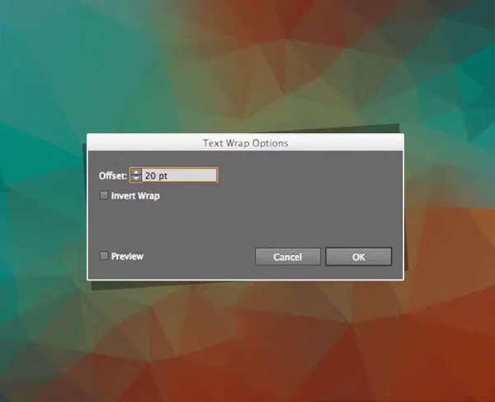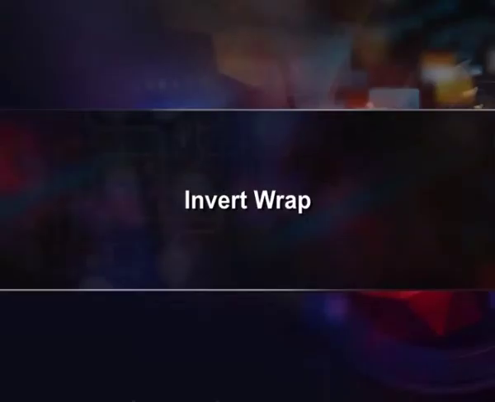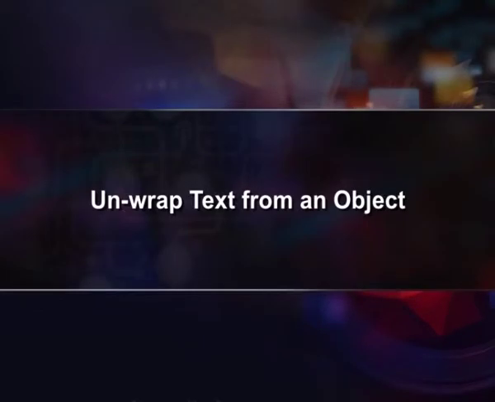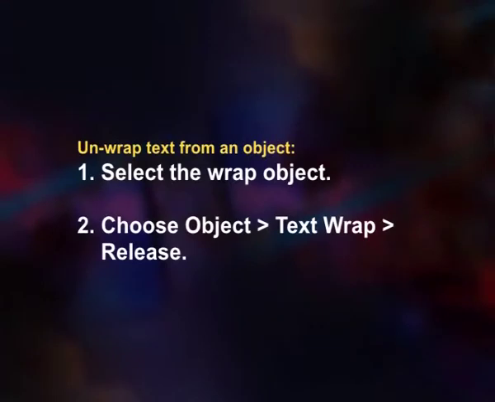Offset specifies the amount of space between the text and the wrap object. You can enter a positive or negative value. Invert wrap wraps the text around the reverse side of the object. Unwrap text from an object. First one, select the wrap object. Then second, choose Object, Text Wrap, Release.